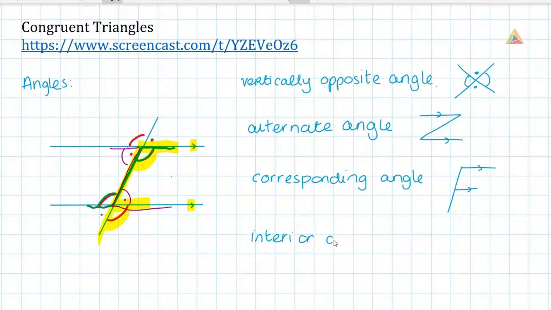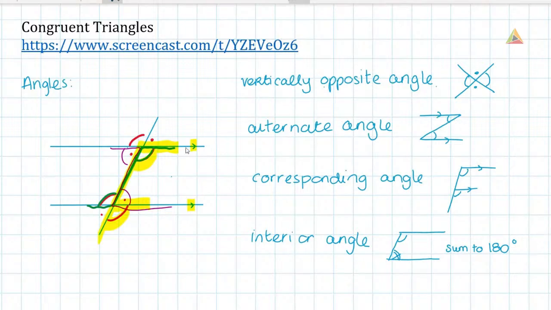And interior angles are when I have two parallel lines and they're joined here. It's going to be the angles that are inside here. Now this time they're not equal. So in my vertically opposite angle, my angles were equal. In my alternate angles, my angles were equal. And in my corresponding angles, my angles were equal. But in my interior angle, they're going to be different sizes, but the sum of the angles is going to be 180 degrees. So we'll come across that, our interior angle as well.